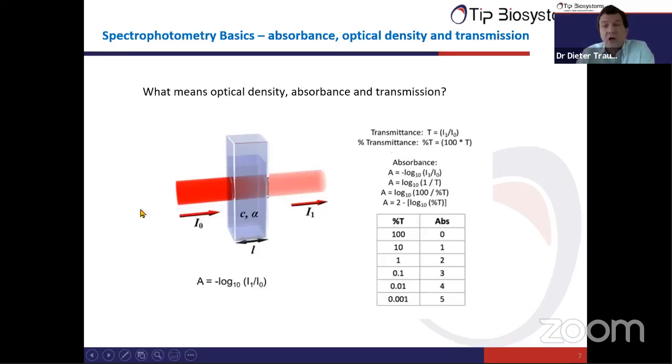We want to measure how much light is absorbed, but we can also say we want to measure how much light is going through, and that's transmitted. If all the light goes through, then 100% of the light is transmitted, and that we usually call T. Here in this little table, you see the percentage of T. If T is 100%, our absorbance is actually 0.